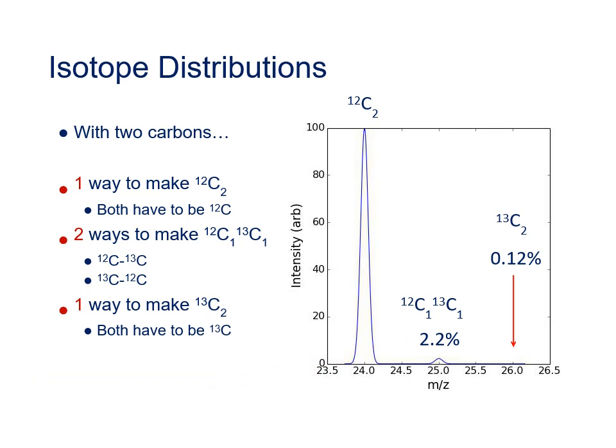This comes from the fact that there's only one way to make a 2-atom molecule where both the atoms are carbon-12. Both of them have to be carbon-12. And at the other end, there's only one way to make a molecule containing 2 carbon-13s. Both have to be carbon-13. But for the middle peak, there's 2 ways to make this molecule. You can either have carbon-12, then carbon-13, or you can have carbon-13, then carbon-12. So the probability of a molecule with this mass is actually twice as high as you'd expect.